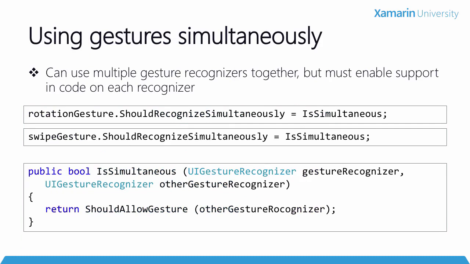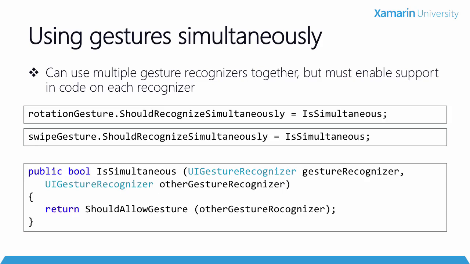There are some additional considerations when using more than one gesture recognizer on the same object. You can combine gestures together, however, iOS does not allow them to run simultaneously by default. Now you can change this by hooking the gesture recognizer's should recognize simultaneously event. To enable the gestures to run simultaneously, you can return true or even add additional logic to make decisions based on the gesture being performed and or your application state.